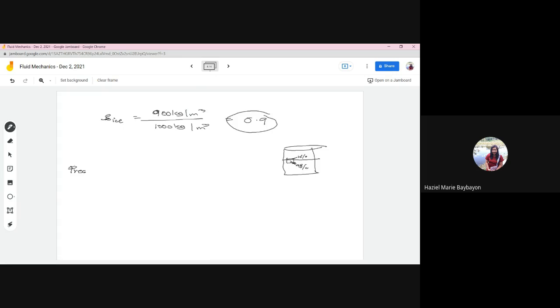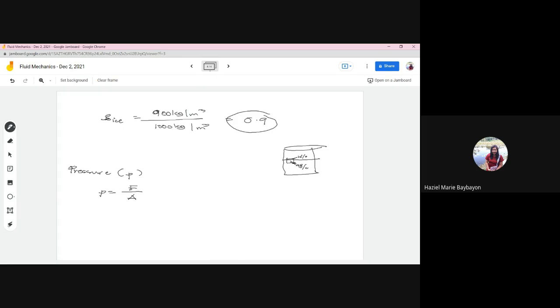Pressure. So pressure is denoted by the small letter p, or the lowercase letter p. Pressure is generally given by the ratio of the force and the area.